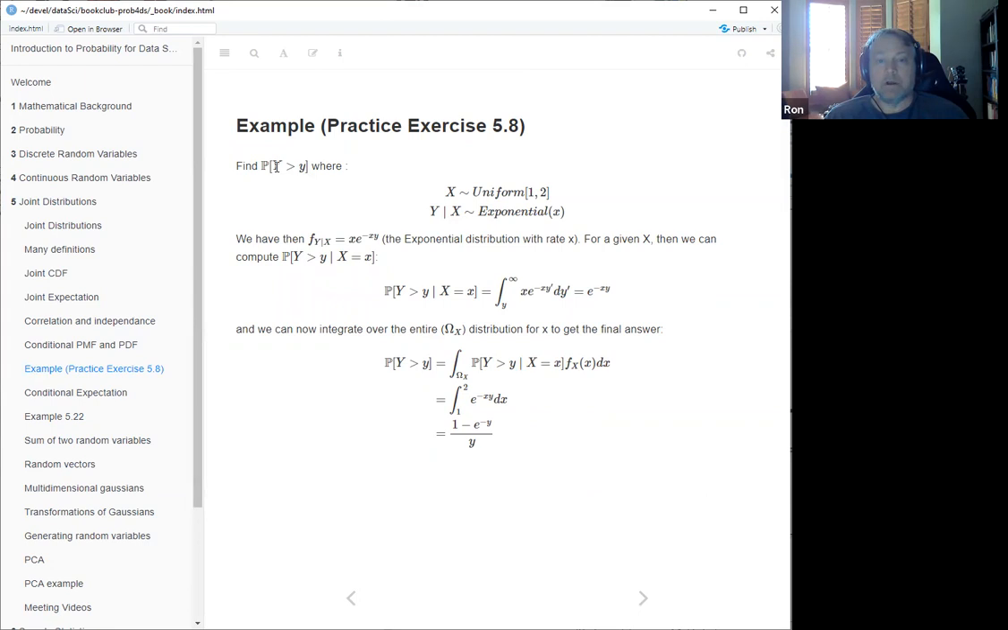We want to find out what's the probability that the random variable Y is greater than some y, right? Where these are the distributions I know. I know that X comes from a uniform distribution, and I know that Y comes from an exponential distribution with rate X, okay? So I can just use this formula that we had. So first of all, I want to calculate the probability that Y is greater than y given, right, a particular X, okay? I skipped over a step, sorry.